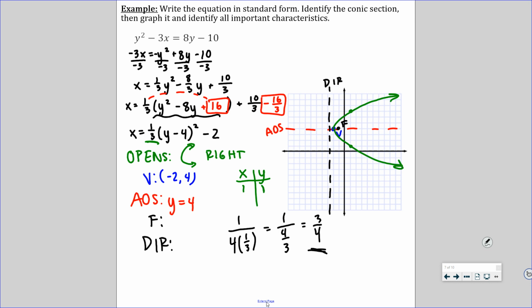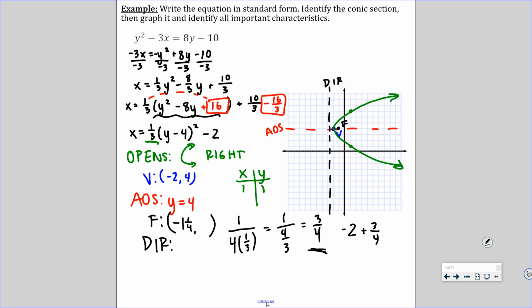Who wants to give me the point for the focus? It's going to be -2 plus or minus 3 over 4. What's -2 plus 3/4? You can do it as a mixed number. -2 plus 3/4 is negative 1 and 1/4, which is -5/4.